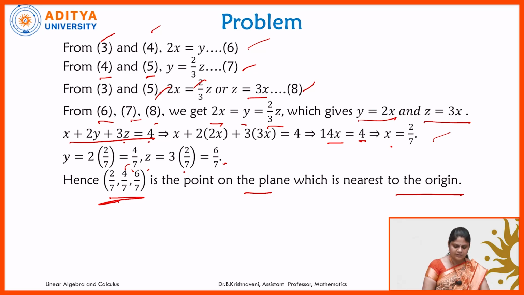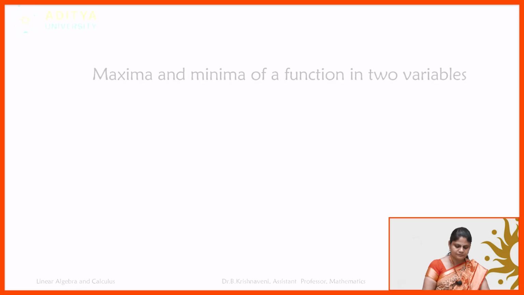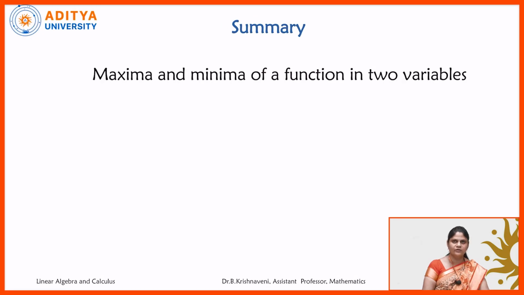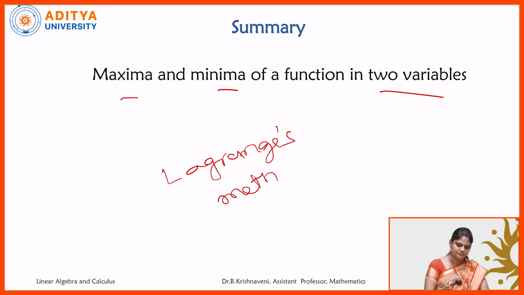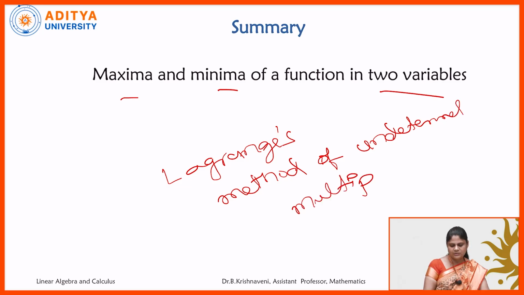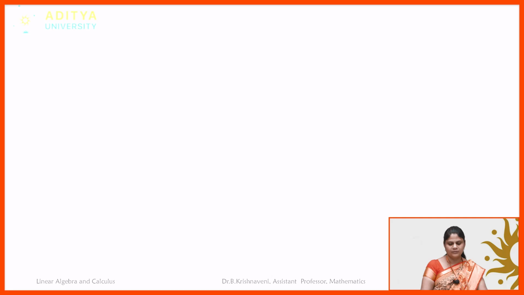So, this is the Lagrange's method by which we can find the maxima or minima of a function. In this lecture, what we discussed is finding maxima and minima of a function in two variables. Not only by using the general method, we went through the method called Lagrange's method of undetermined multipliers. So from this lecture, you come to know how to find the maxima and minima of a function in two variables. Thank you.